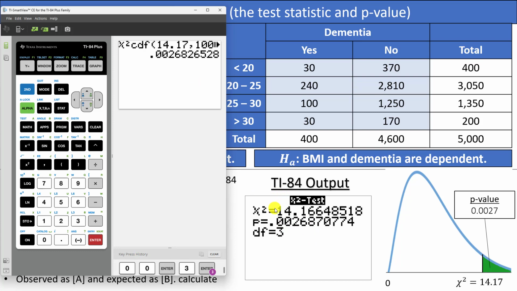So I would make sure that you know how to find the p-value, both using chi-square CDF as well as based on the table and using the chi-square test.